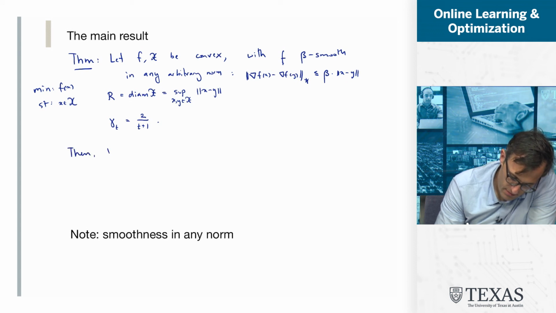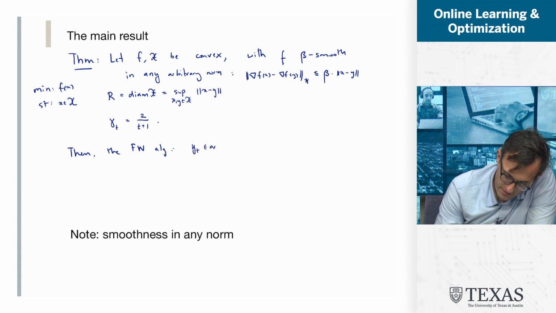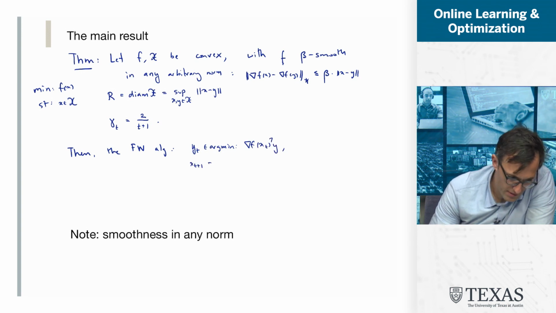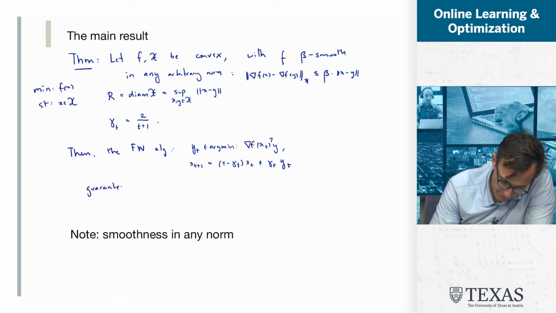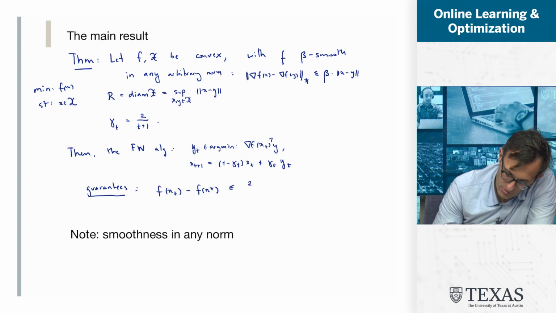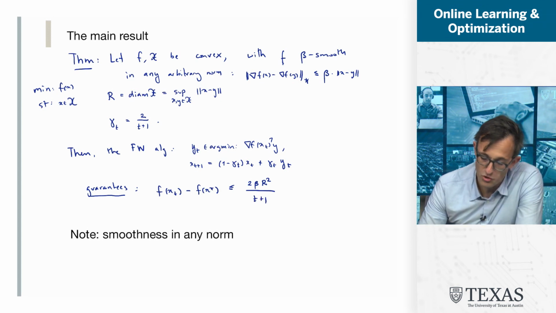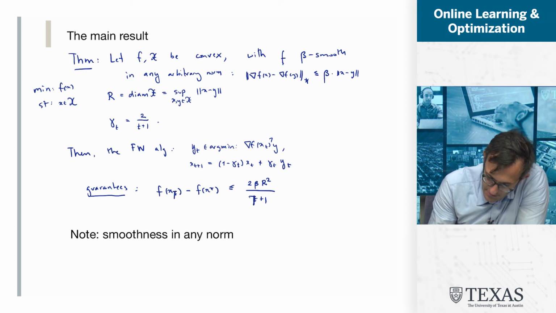Then, I'll remind you what the Frank Wolfe algorithm here is. The Frank Wolfe algorithm, where I choose yt in the argmin of gradient of f of xt transpose y, and xt plus 1 equals 1 minus gamma t xt plus gamma t yt, this is where we need gamma t, guarantees that f of xt minus f of x star is bounded above by 2 beta r squared divided by t plus 1. So what does this do for us? Well, first we should note that, let me write a capital T just to make this clear, after T steps, I have this kind of error.